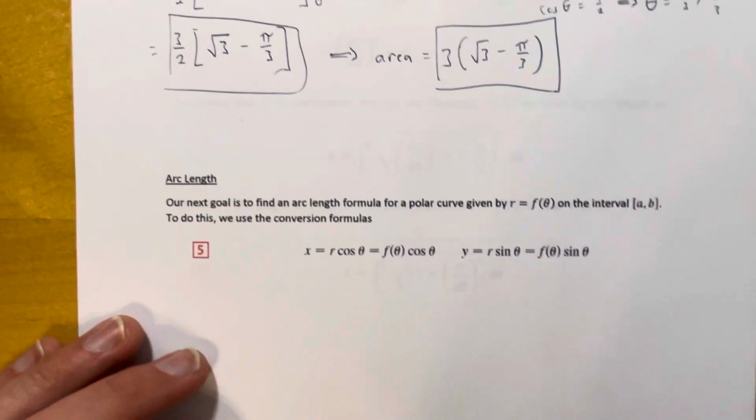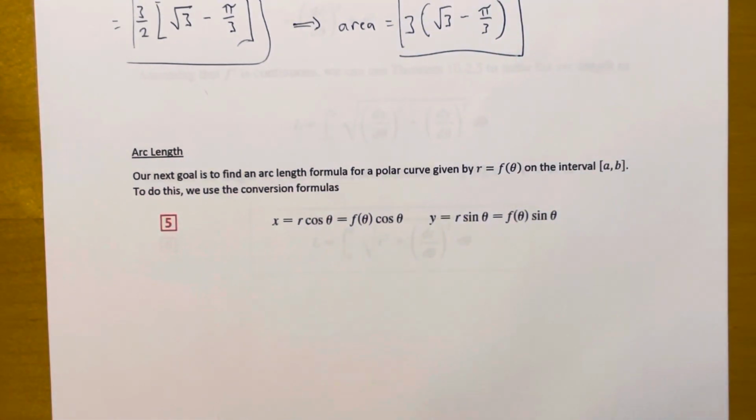Now that we've done that, let's go ahead and talk about arc length. So arc length is something we've already dealt with, we've done it a couple of times. We talked about it in chapter 8, and then we talked about it again in this chapter, chapter 10, specifically 10.2, when we talked about parametric equations. What we're going to do here is think about our polar curves parametrically. And here's what I mean.